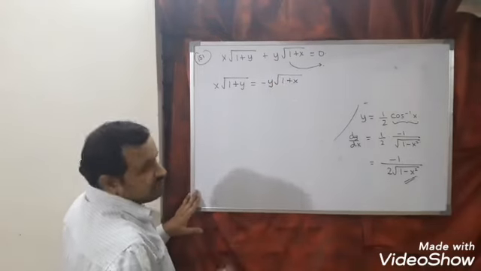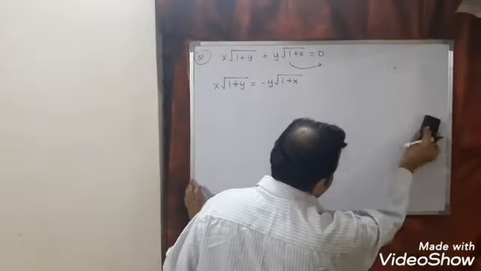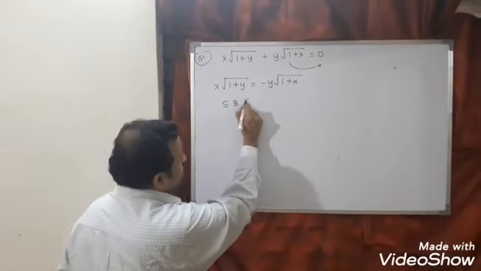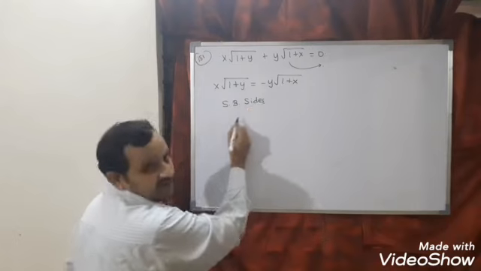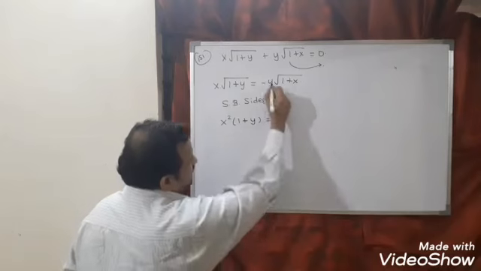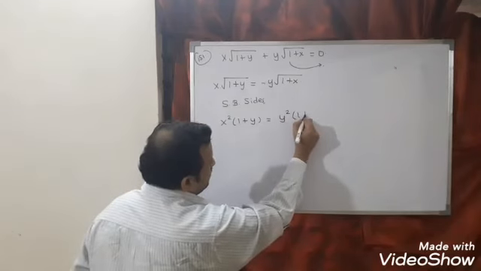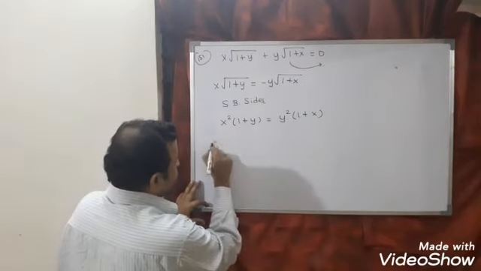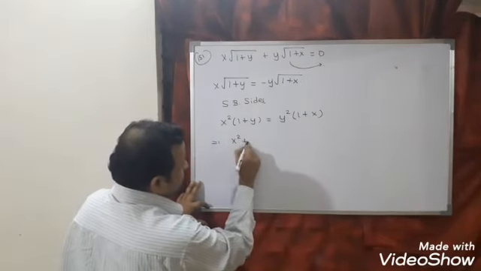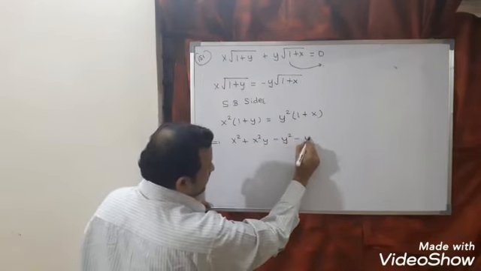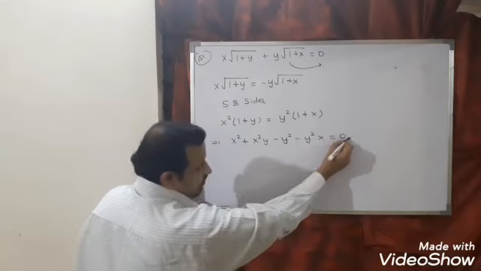Now what I can do, if you see all the 4 bits, all the 4 bits are having square root terms. So let us do squaring both sides. When you do squaring, what you will get is x² (1+y) = y² (1+x). These terms I am shifting here and multiplying. So x² + x²y - y² - y²x = 0.